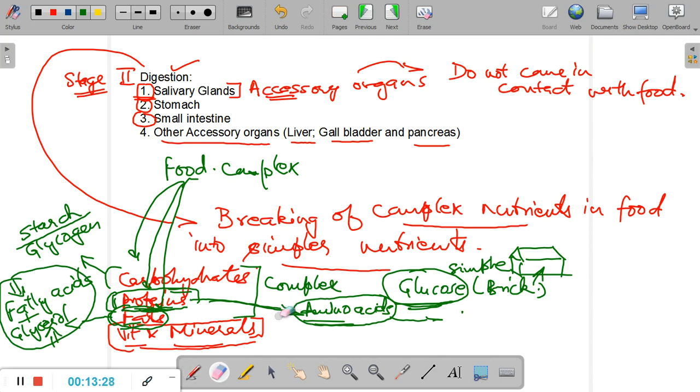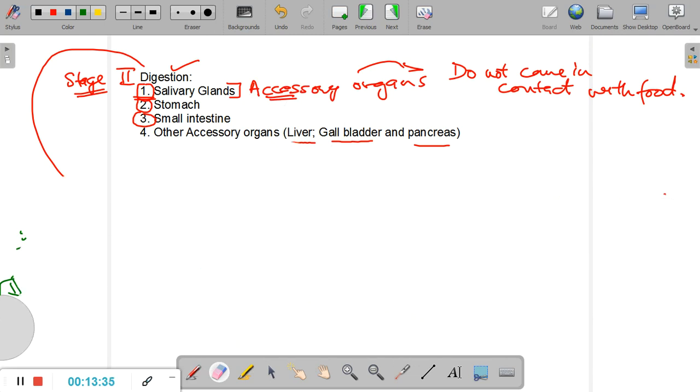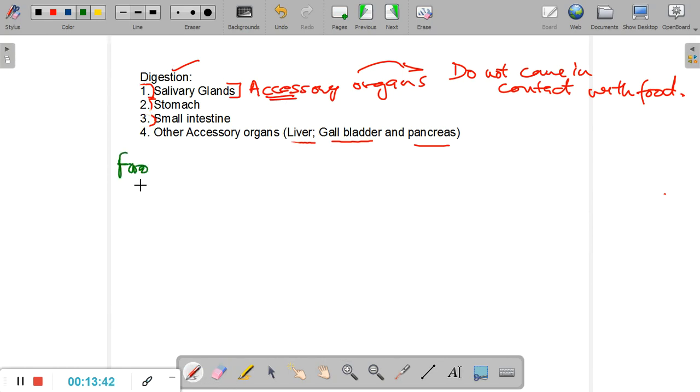So let me just rub this off, and I'm going to simplify it a little further. Let's write it a little clearly. So food gives us complex nutrients. Let's just write it down somewhere here. So food, and this is really amazing, my marker is playing funny. So food is made up of complex nutrients, right? What are those complex nutrients?